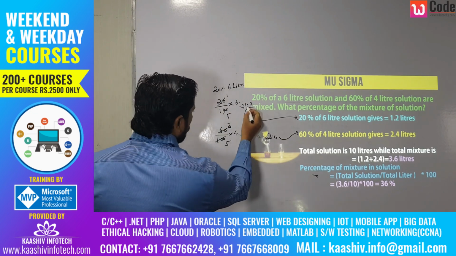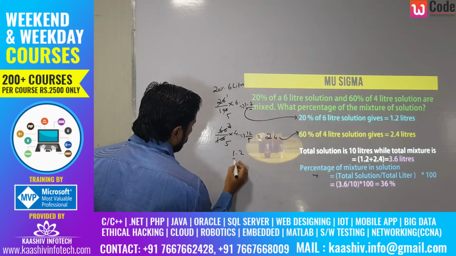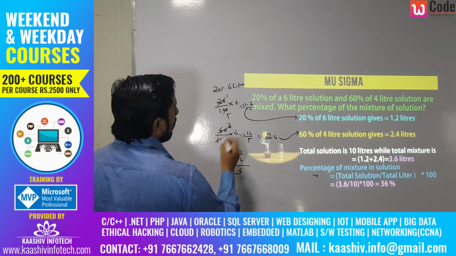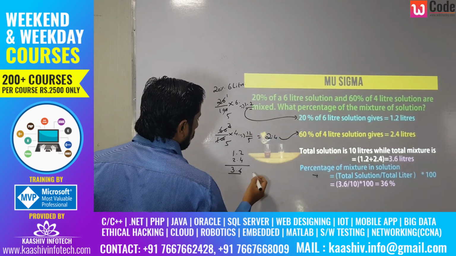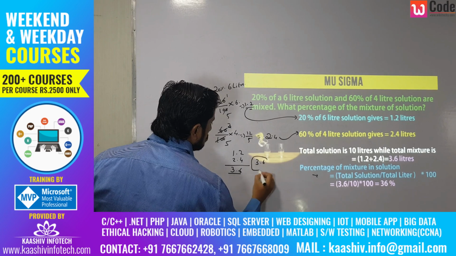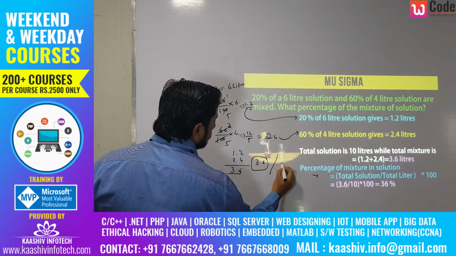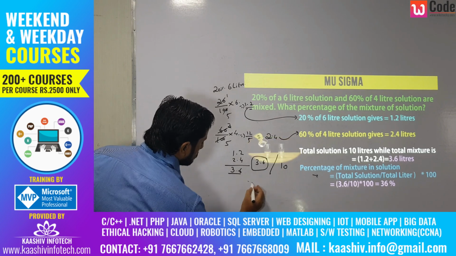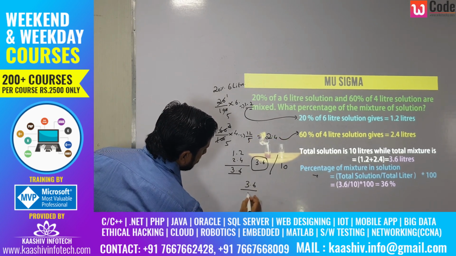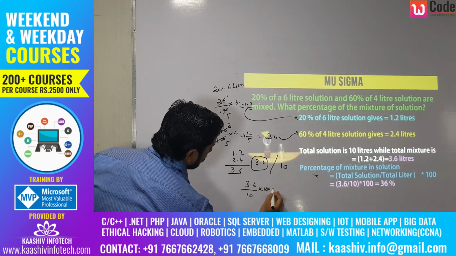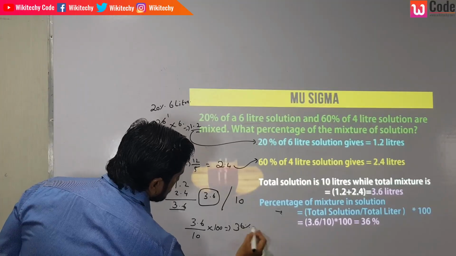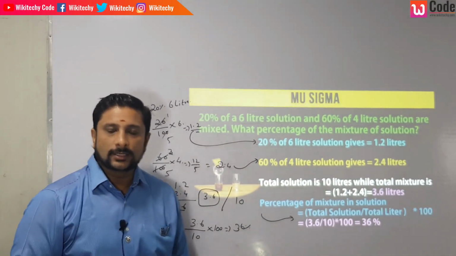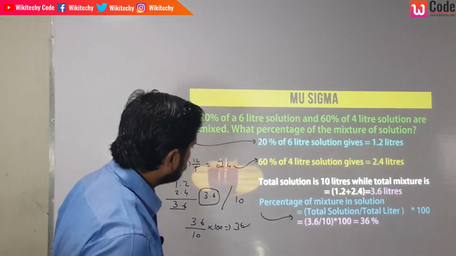They are asking the percentage. So 1.2 and 2.4, a total of 3.6, is there among 6 plus 4, that is 3.6 liters of solution is there among 10 liters of mixture. So we calculate 3.6 divided by the total, times 100. You will get 36% as the answer. That's the one given here, 36%.